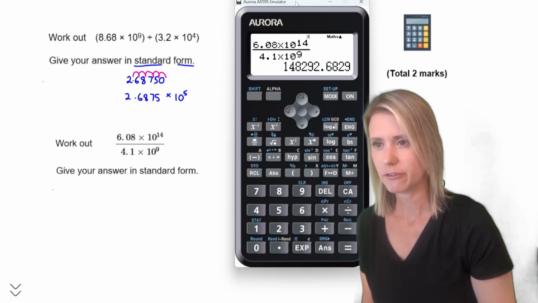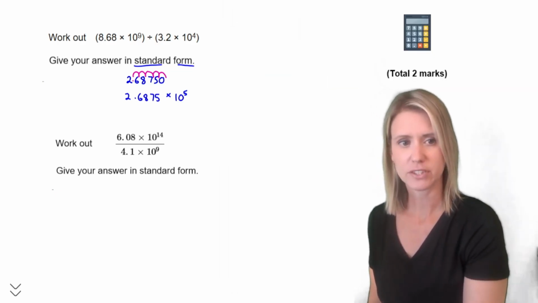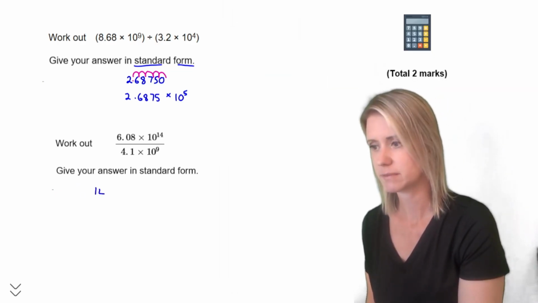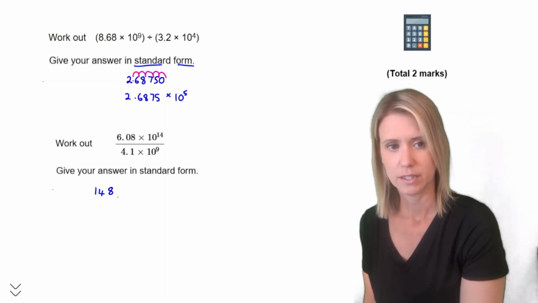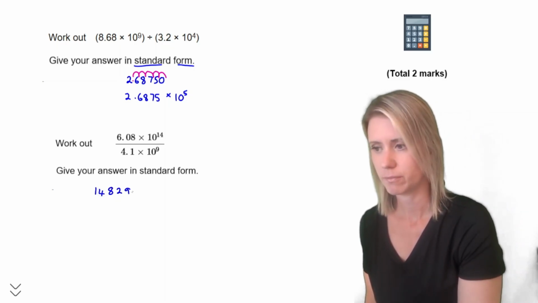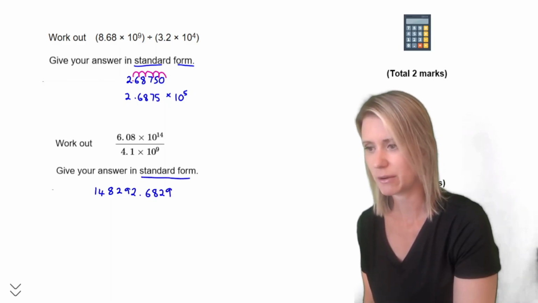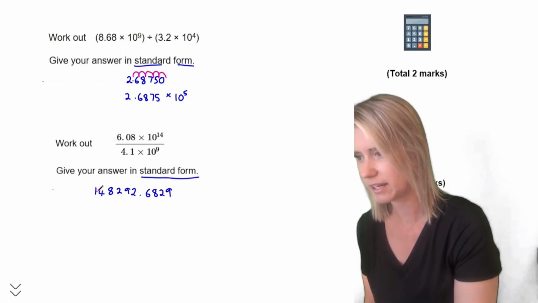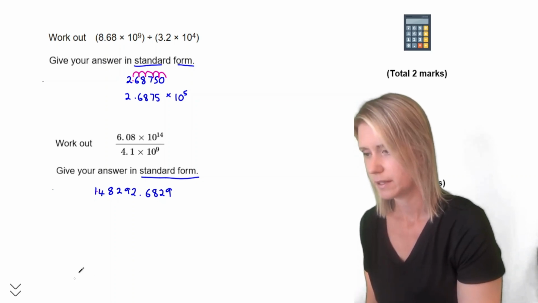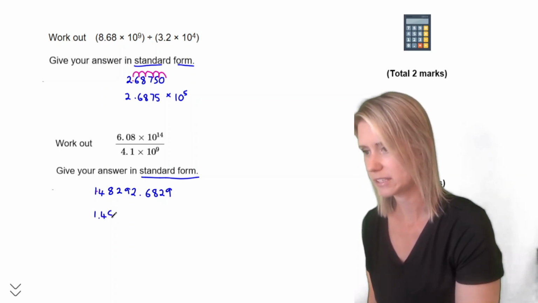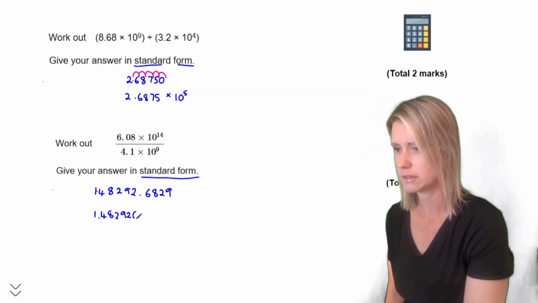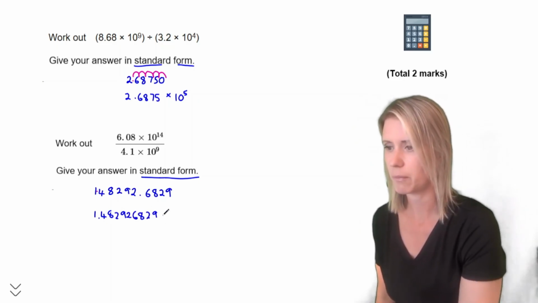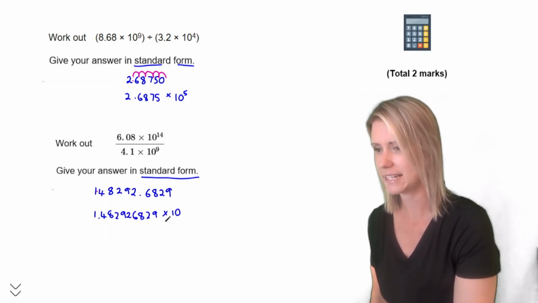Okay, write out the full number to start with. So 148,292.6829. But once again, it wants it in standard form. So our decimal point is going to have to go here, giving us 1.482926829, and we're multiplying that by 10.